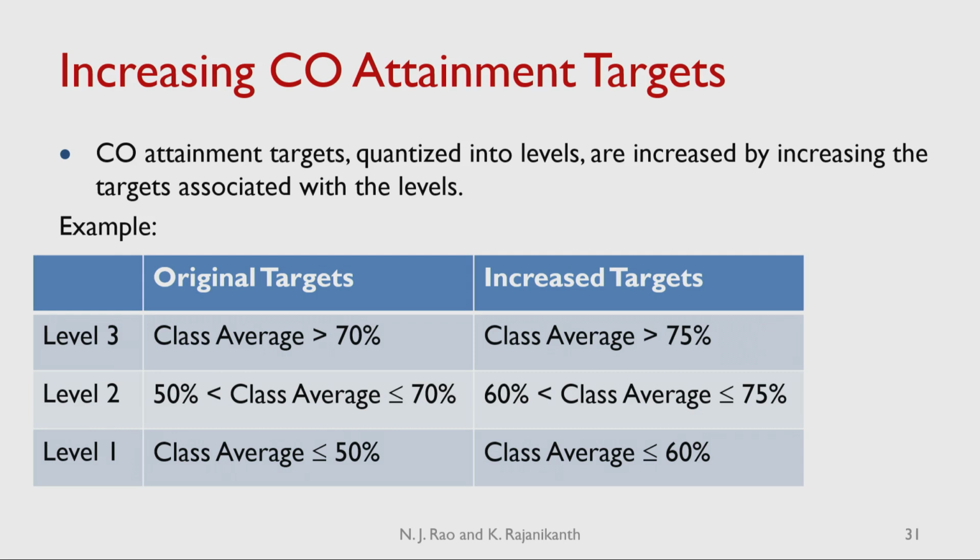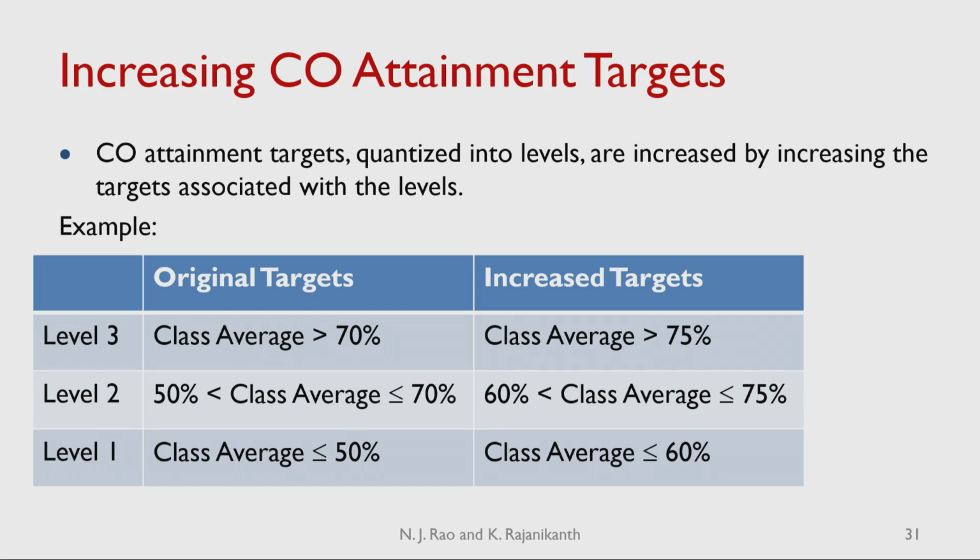levels. For example, level 3 might have been characterized originally as class average being greater than 70%. When we want to increase the target, we'll make the bounds tighter. Class average should now be greater than 75% if the attainment is to be considered as at level 3. Level 2, earlier the range was 50% to 70%. Now we make it 60% to 75%. Earlier level 1 was class average less than or equal to 50%. Now level 1 is class average less than or equal to 60%.